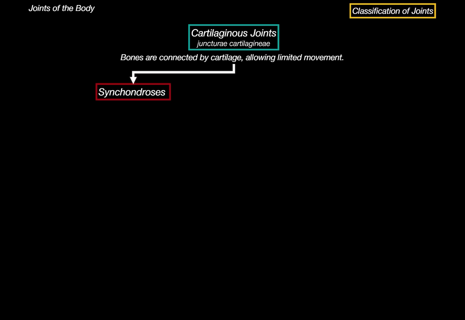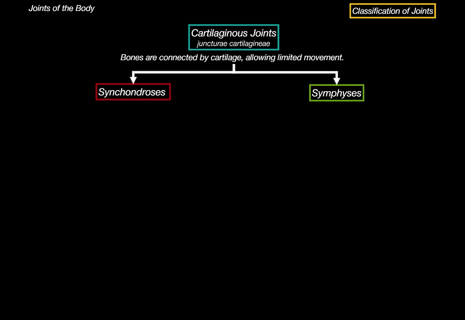Next, we have something called cartilaginous joints. Those are joints that are connected together by cartilage, allowing limited movement. Now, cartilaginous joints allow more movement than fibrous joints, but are still much more limited compared to synovial joints. Their main role is to provide structural stability while allowing some degree of flexibility. What makes them particularly interesting is that they also serve as growth centers in developing bones, which is something we don't really see in other types of joints. Now, cartilaginous joints can be divided into two main types: synchondrosis and symphysis.